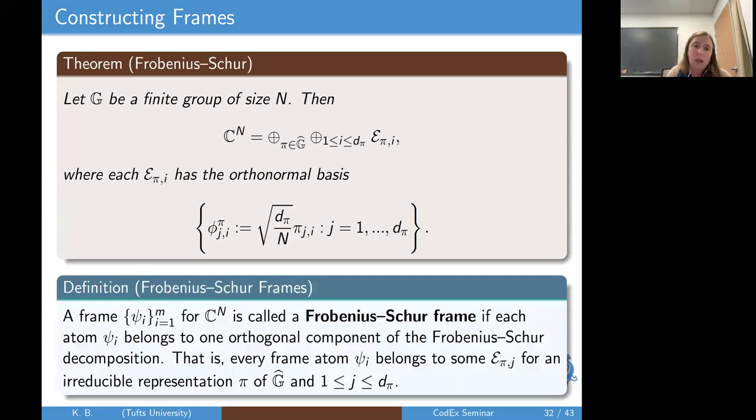So in particular, we define a class of frames called Frobenius-Schur frames, where each atom belongs to one orthogonal component of the Frobenius-Schur decomposition. So each of our frame elements belongs to just one of these orthogonal spaces in this decomposition.